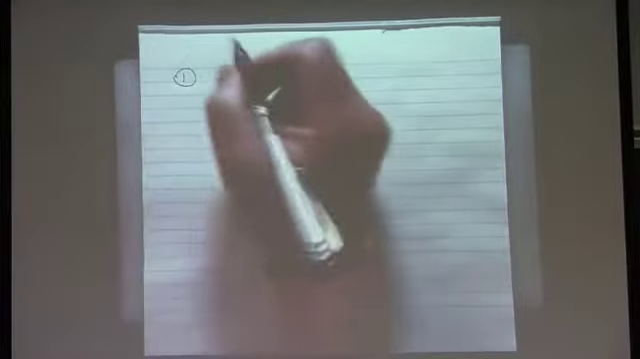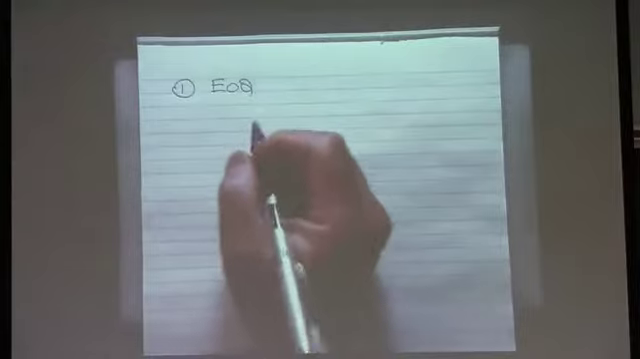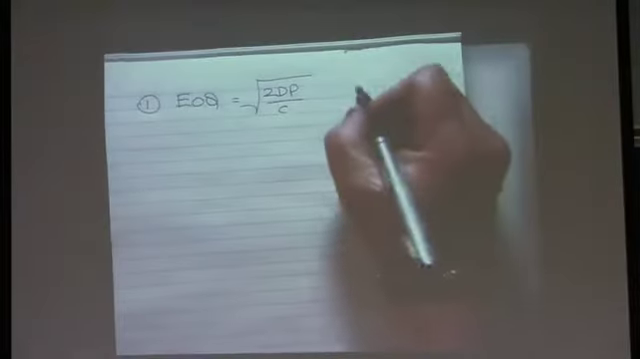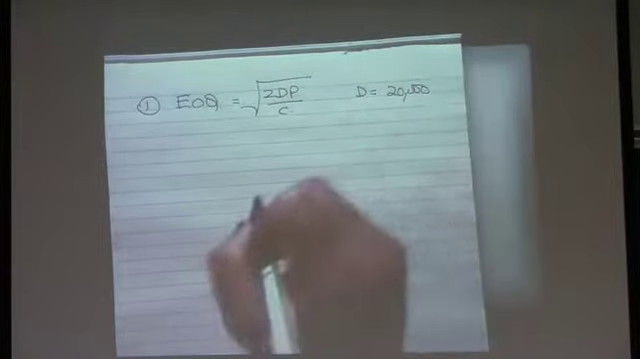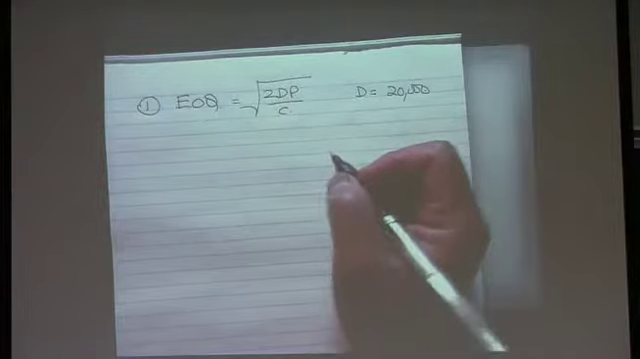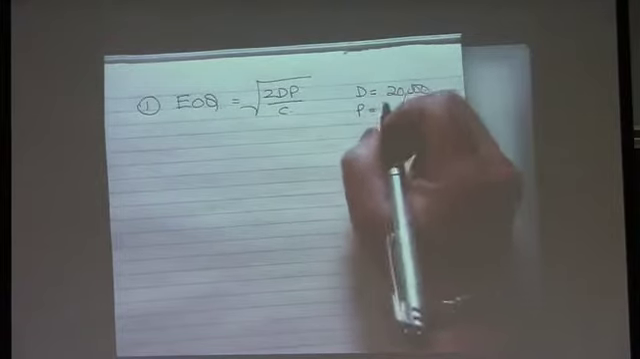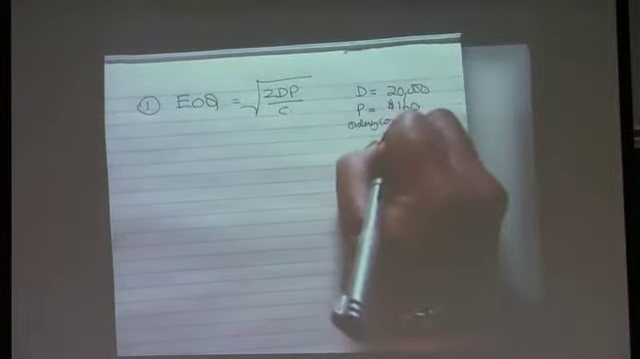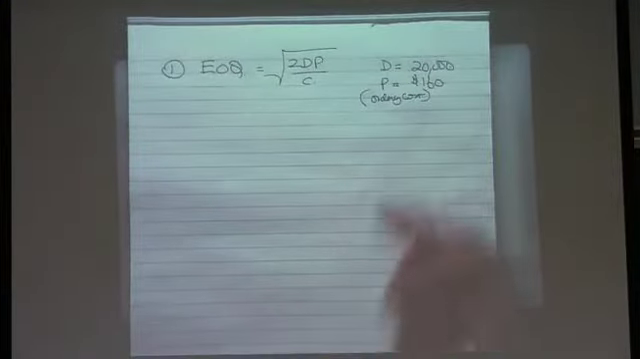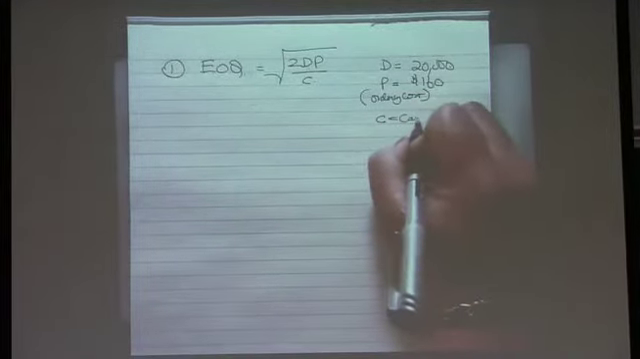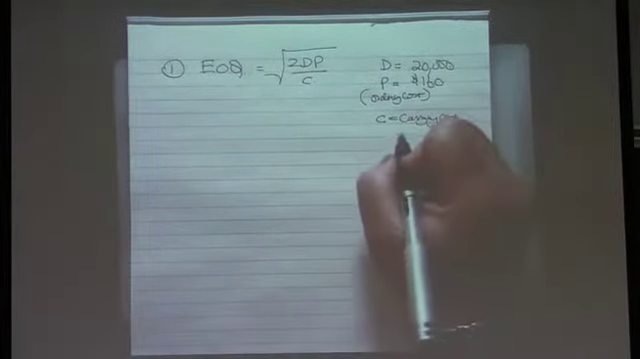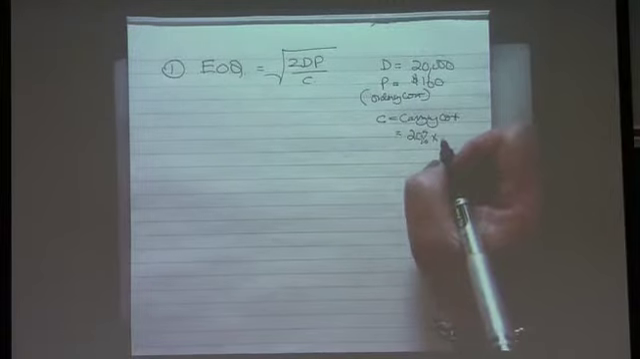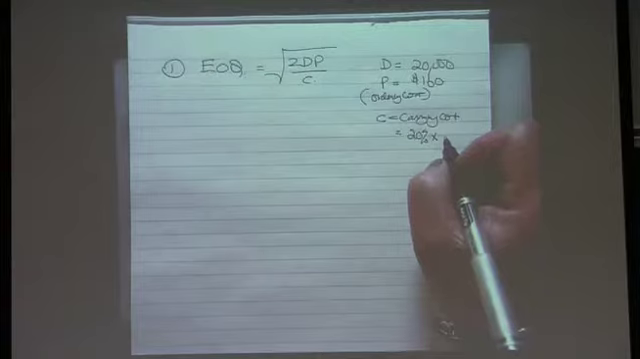To calculate the EOQ for cloth, we need the formula, right? The square root of 2DP over C. Now, the demand we can see is 20,000 meters. P is the ordering cost per purchase order, which is $160. C is the carrying cost, and we're told that it's 20% of the purchase cost, which is $8 per meter.